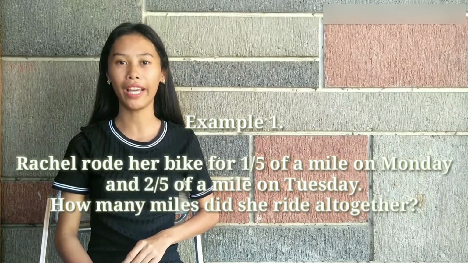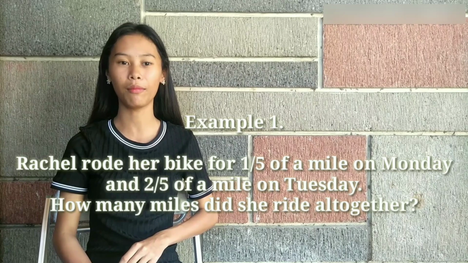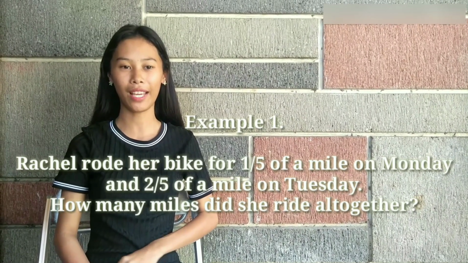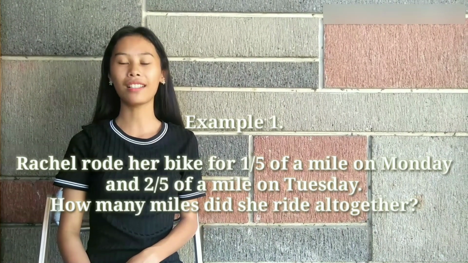Now, here's the first problem. Rachel rode a bike for 1/5 of a mile on Monday and 2/3 of a mile on Tuesday. How many miles did she ride altogether? To solve the problem, we must add 1/5 and 2/3.